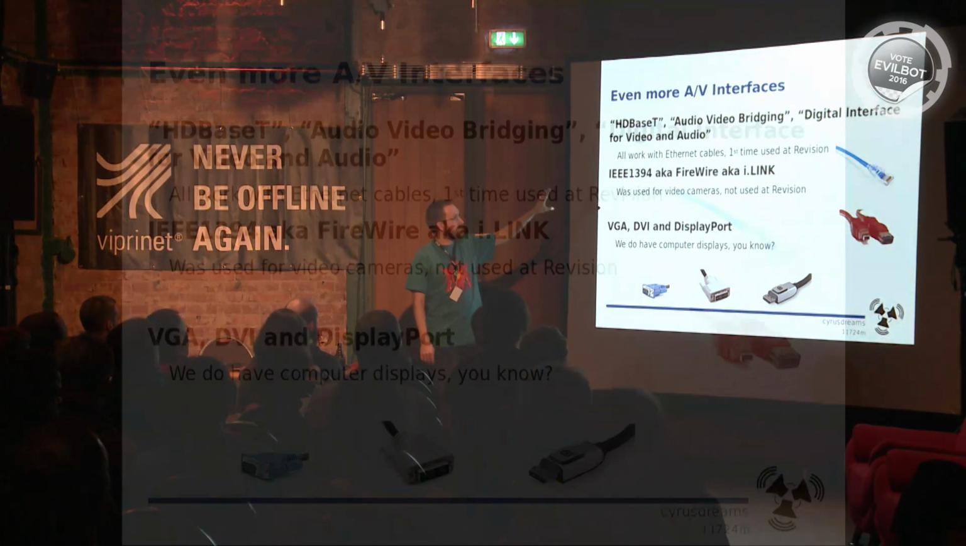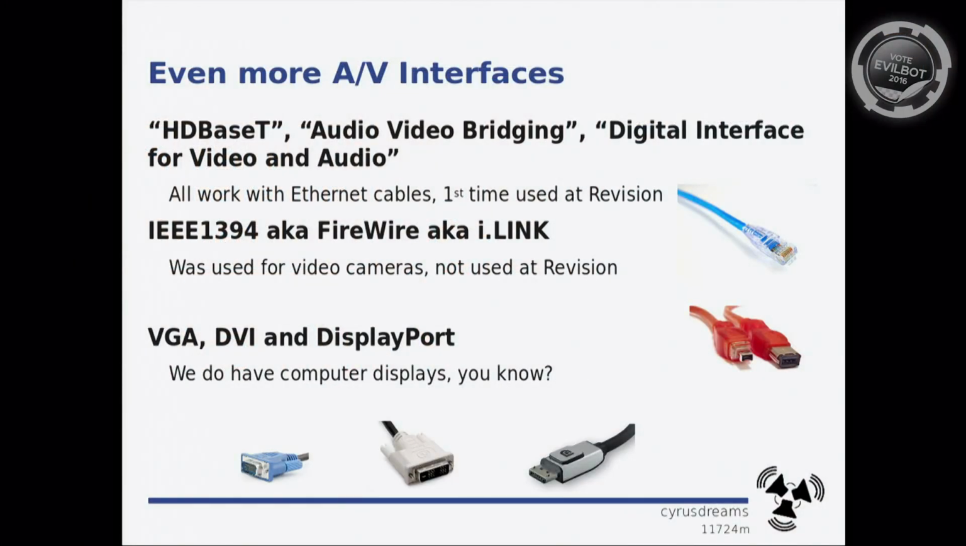What we did for the first time at Revision is that we do not use the SDI connection to the main hall from here. The first time at Revision, we now use an Ethernet connection with one of those standards. I didn't get that in time, which one we actually used, to transfer our signal over a LAN to the main hall to be streamed to the outside.